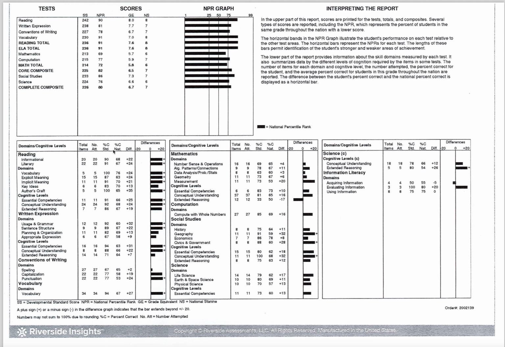The percentage CNAT is the national average of the percent correct. So that means nationally, this is the percentage of students that answered those particular questions correctly. The difference is the difference between your student's percentage correct and the national average correct. The number of attempts column should indicate whether your child was able to finish the test.